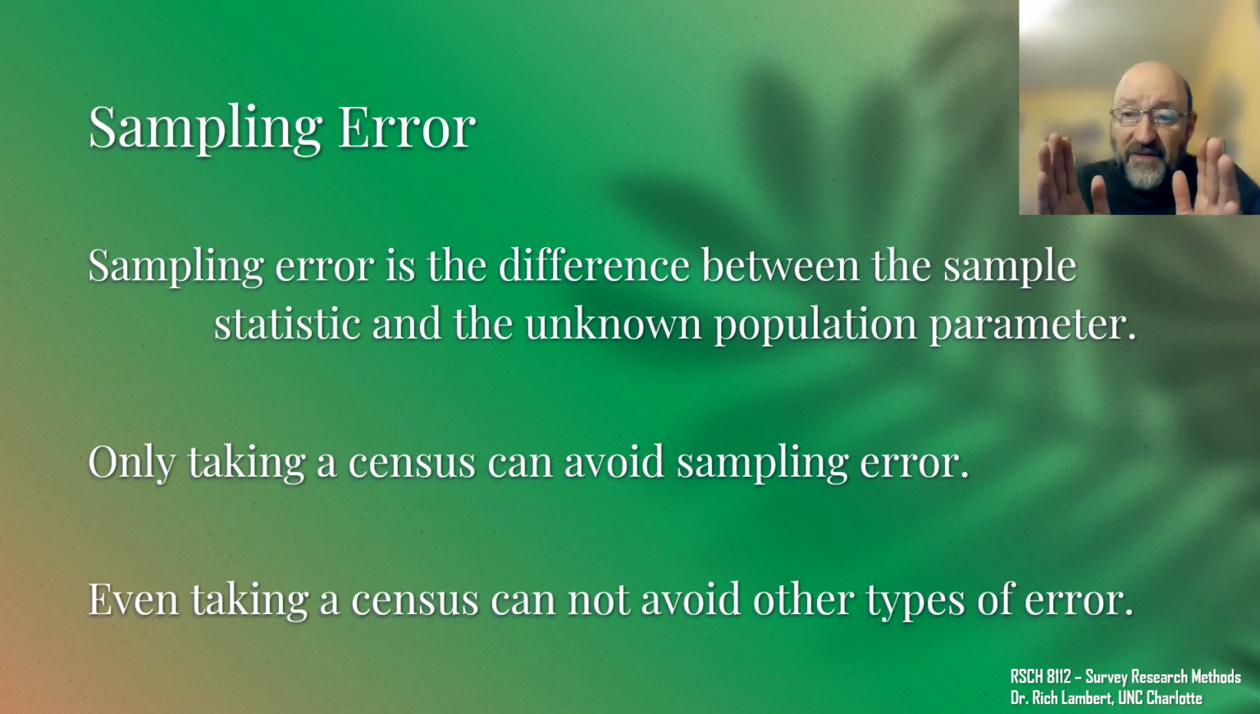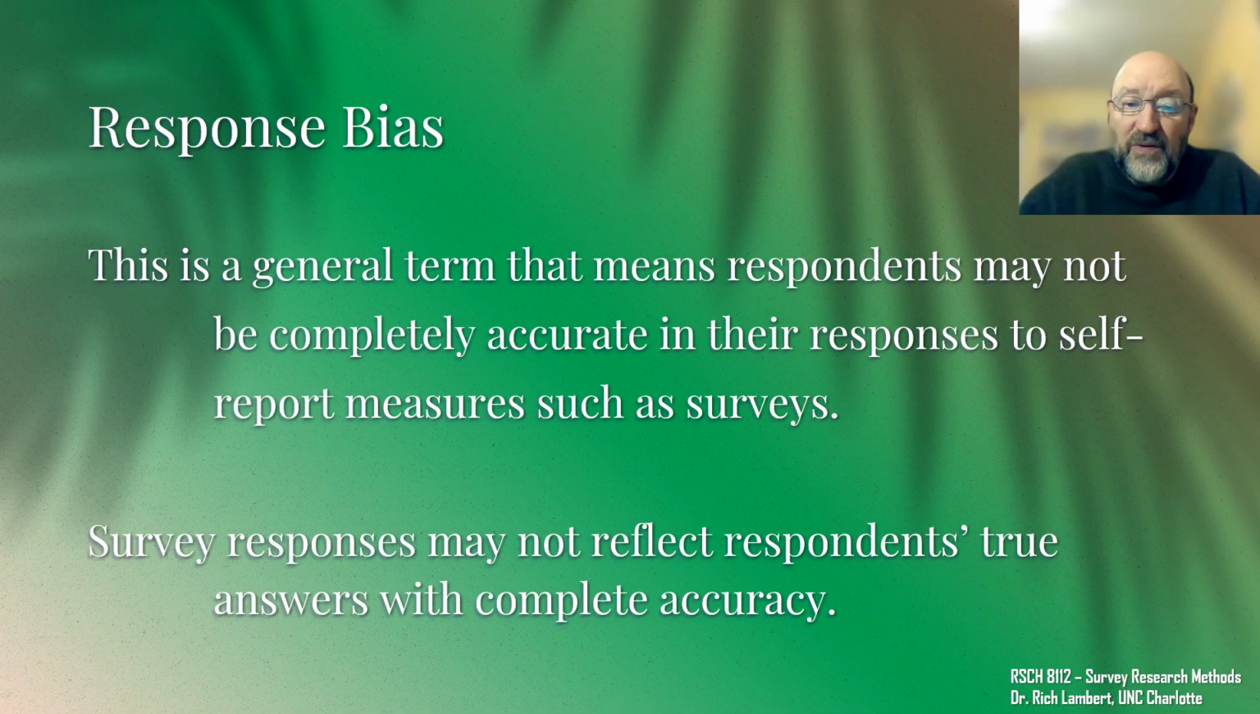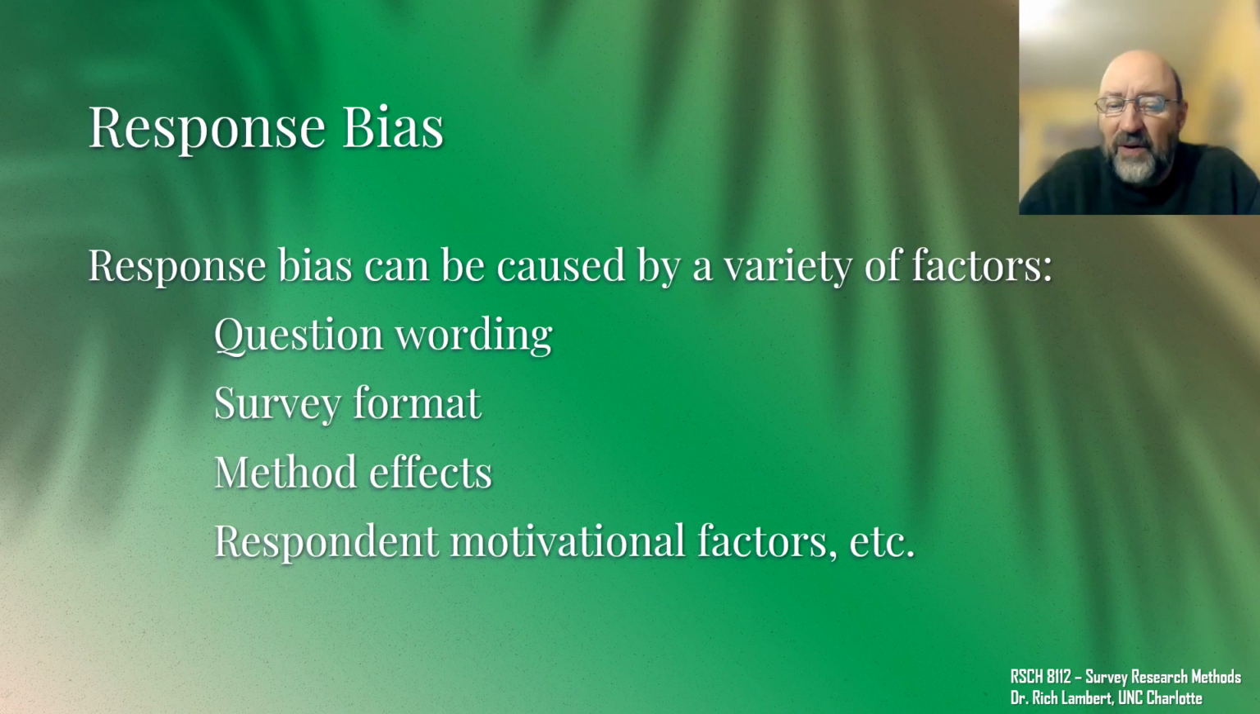But even if you were able to very carefully minimize or even completely eliminate sampling error, that doesn't necessarily mean you've avoided other types of error. So let's just review again what those are. Response bias is a general term. It means respondents may not be completely accurate in their responses to self-report measures such as surveys. Survey responses may not reflect, in other words, the respondents' true answers with complete accuracy. Well, you might say, why not? This can come from a variety of factors: question wording, the survey format, the method you use to collect the data, and all kinds of respondent motivational factors. That could vary from one study to the next, but it could be, do some respondents see these questions as sensitive or leading or too private to reveal in a public survey?